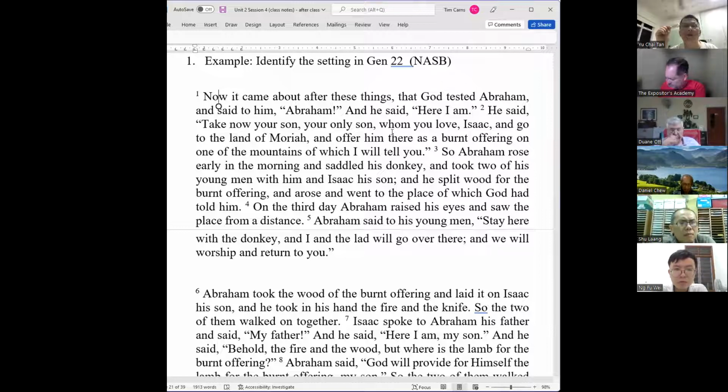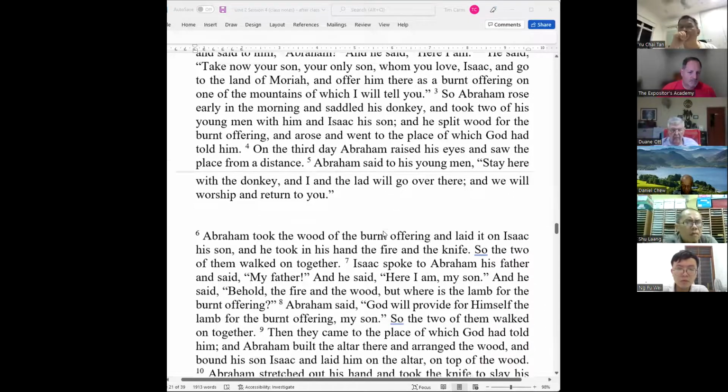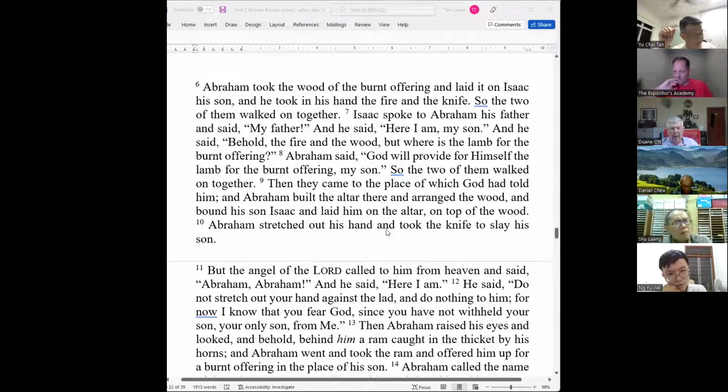And he split wood for the burnt offering, and arose and went to the place of which God had told him. On the 3rd day, Abraham raised his eyes and saw the place from a distance. Abraham said to his young men, Stay here with the donkey, and I and the lad will go over there, and we will worship and return to you. Abraham took the wood of the burnt offering and laid it on Isaac, his son. And he took in his hand the fire and the knife. So the 2 of them walked on together.